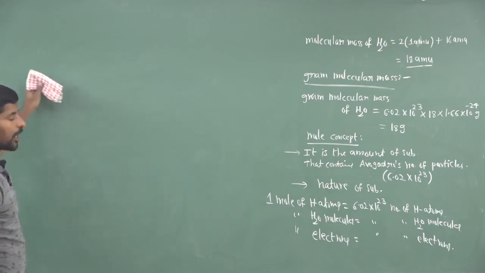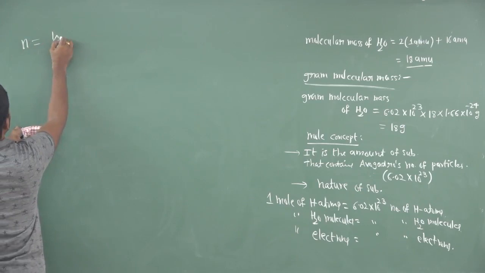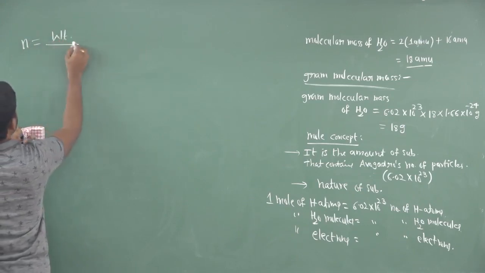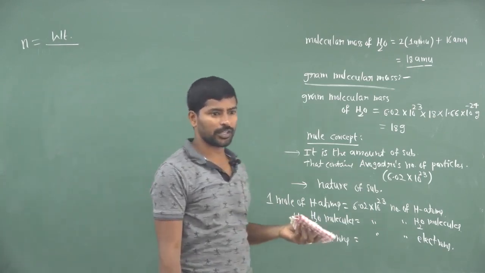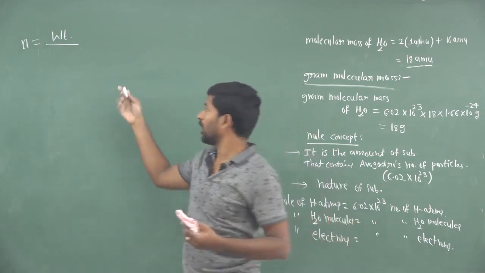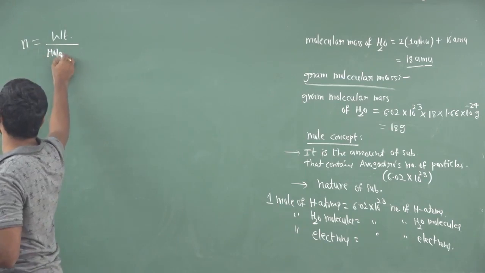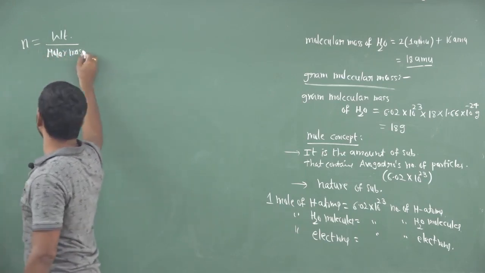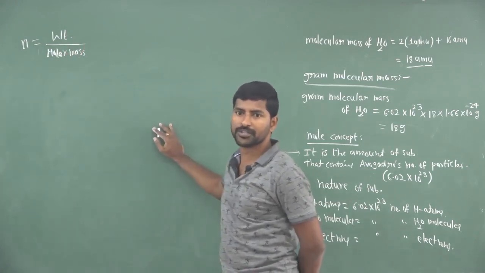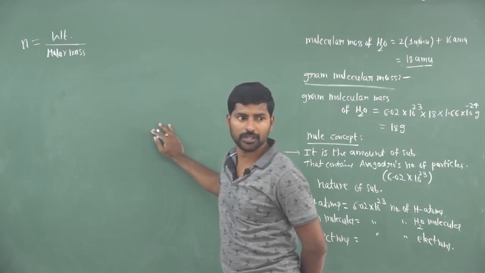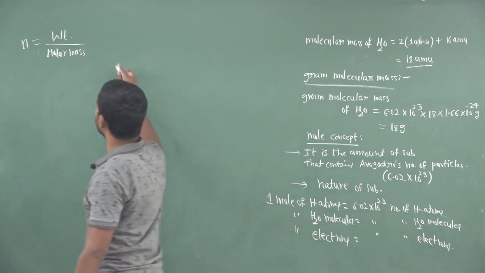Okay, how to calculate number of moles? The formula is number of moles is equal to weight by gram atomic weight or gram molecular weight. Otherwise, you can substitute molar mass also. 1 mole of particles mass. Weight by molar mass, or weight by gram atomic weight, or weight by gram molecular weight. For atoms, gram atomic weight. For molecules, gram molecular weight. Weight by molar mass, general term.